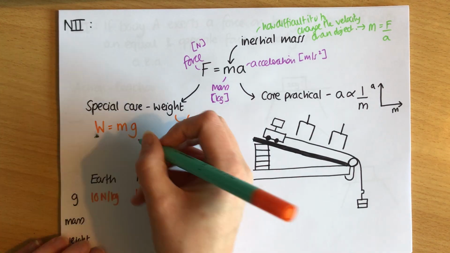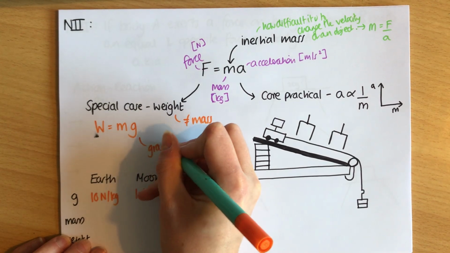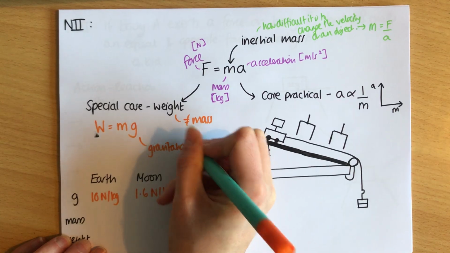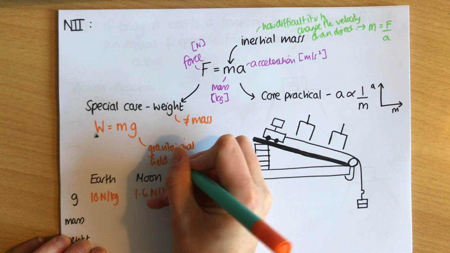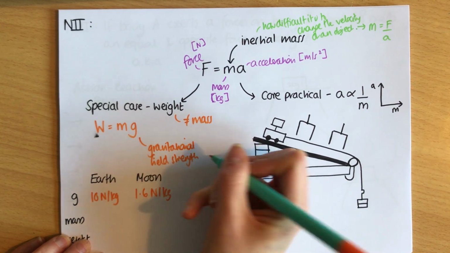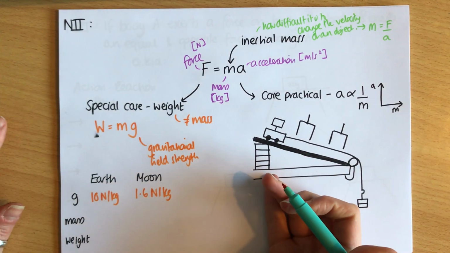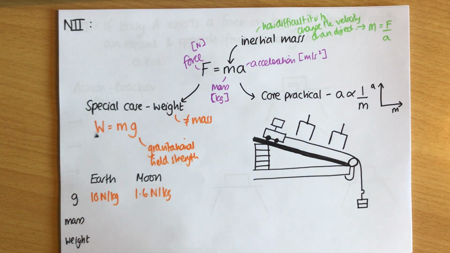So gravitational field strength, which is the same as acceleration due to gravity, but it's just a different name for it, varies from planet to planet. And the bigger the planet, generally, the bigger the gravitational field strength. So on Jupiter, it's much, much bigger than 10.